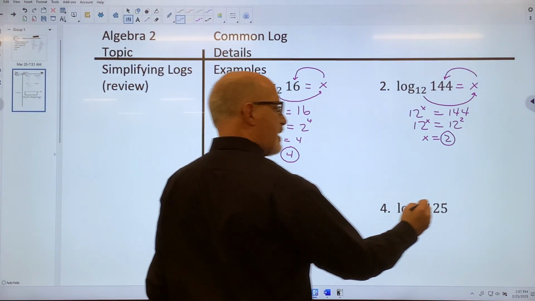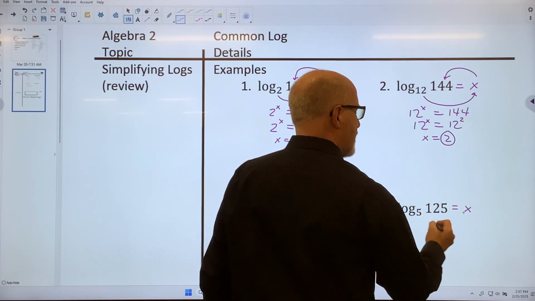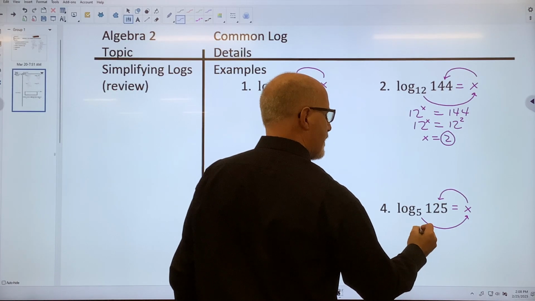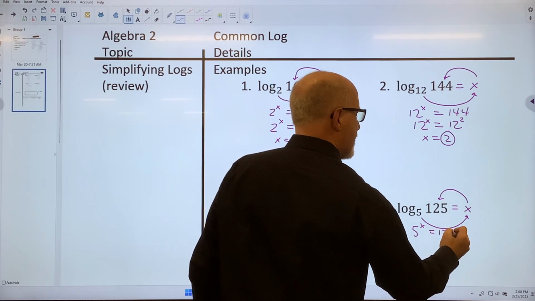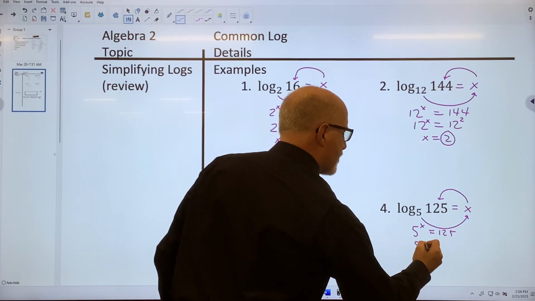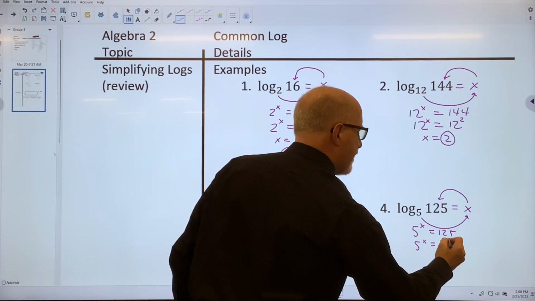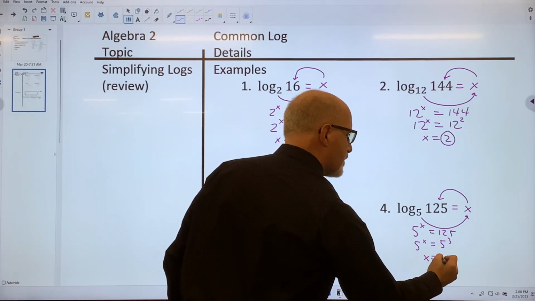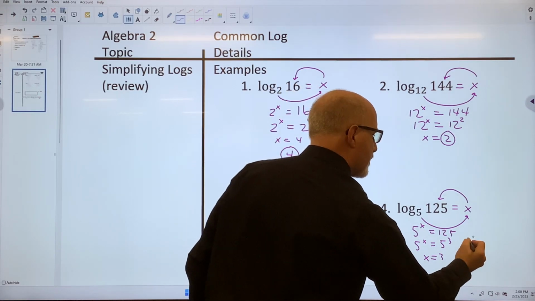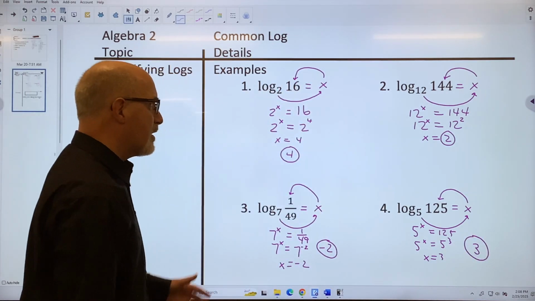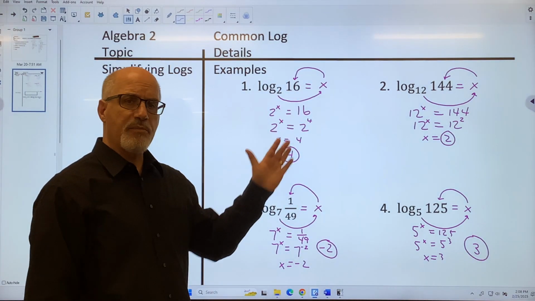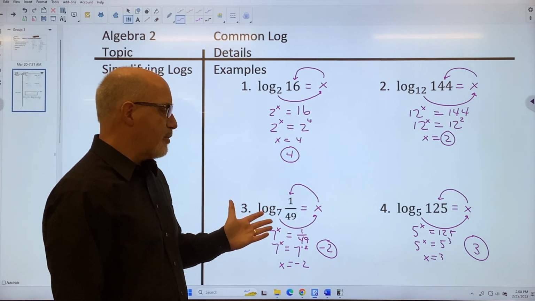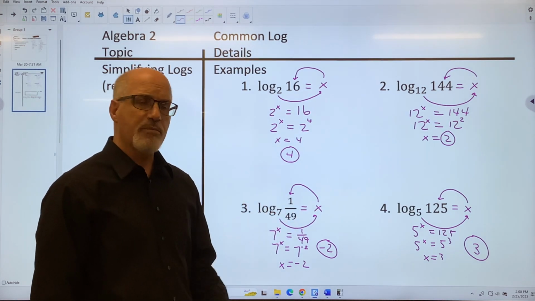And this last one over here, we set it equal to x. We're going to set it up as an equation. 5 to the x equals 125. 5 to the 3rd power is 125. So with the same base, our exponents are equal using our rule. So our answer here is 3. So this is reviewing, when you have different bases, how you evaluate these and how you use this technique to find out and simplify them.